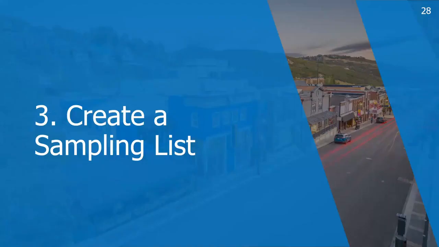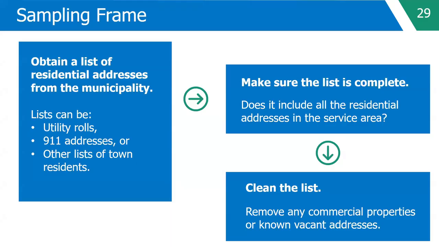Next, we'll talk about creating a sampling list. The sampling frame is the technical term for the initial list that you will use to create a sample. So that list can be from any local source that you think is reasonably complete. So that could be utility rolls, 911 lists, anything else that you have. We know it's not going to be 100%, but you want to choose an option that has all or nearly all of the residential area addresses in the service area.